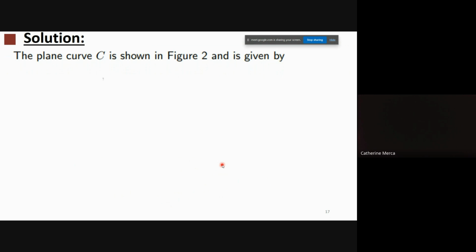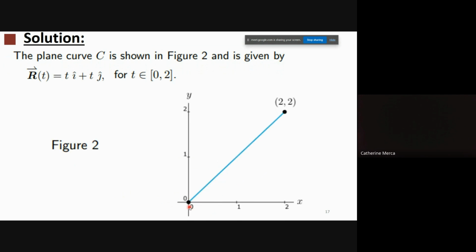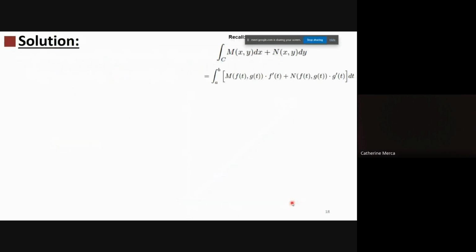And let us take a look at the curve. So the curve looks like this one, from the point 0, 0 to the point where x is 2, y is 2, that is 2, 2. So r of t is t i plus t j, wherein your t belongs to the interval from 0 to 2. If we try to write your r prime of t, that becomes i plus j.